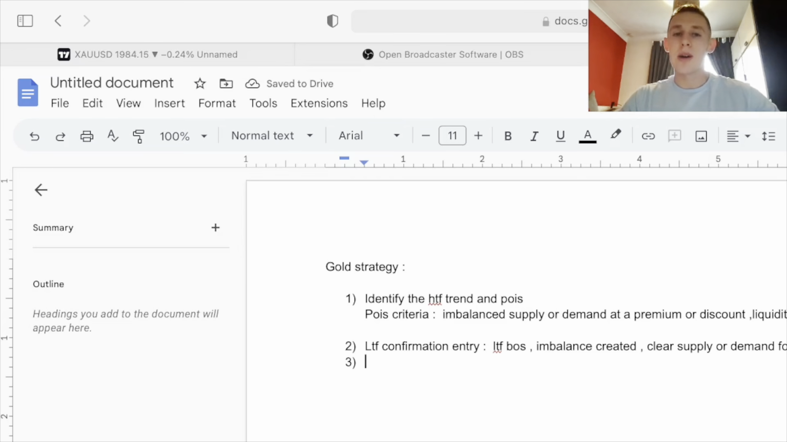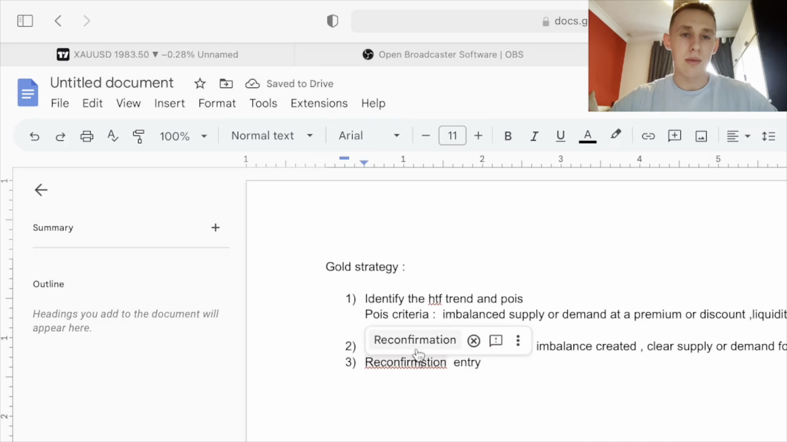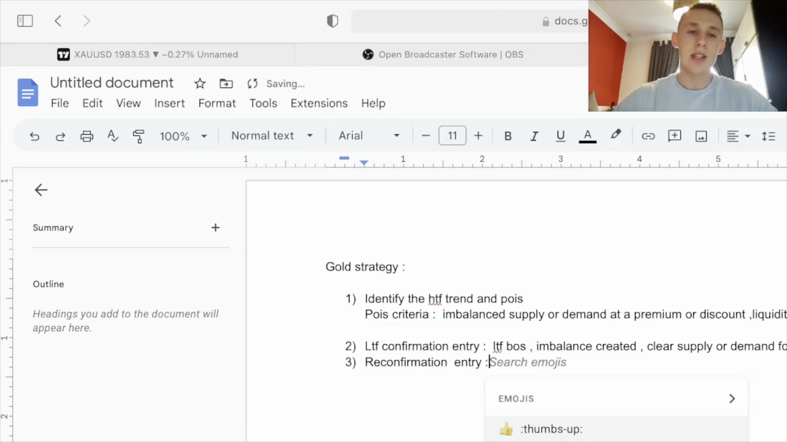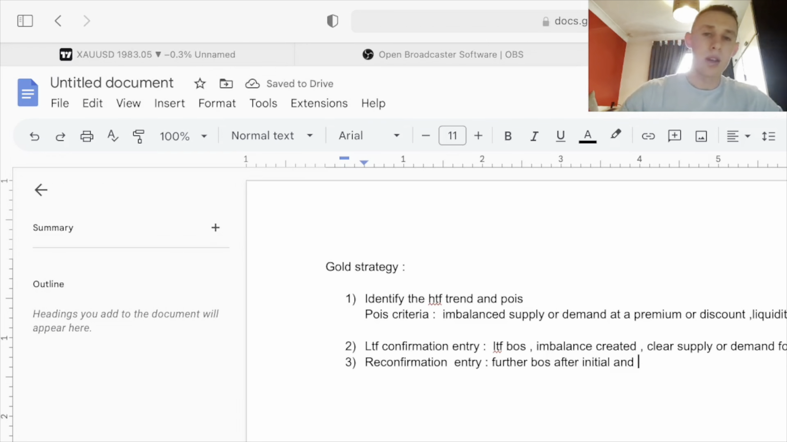The other type of entry I would use is a reconfirmation entry, which is when we get a second break of structure after the initial one. So we can just label this as step 3, but it's not really an extra step. It's more sort of a combined step in step number 2. So for a reconfirmation entry, we need to see pretty much the same thing, but we want a further break of structure after the initial one. And we obviously have to have the imbalanced supply and demand in this case as well.